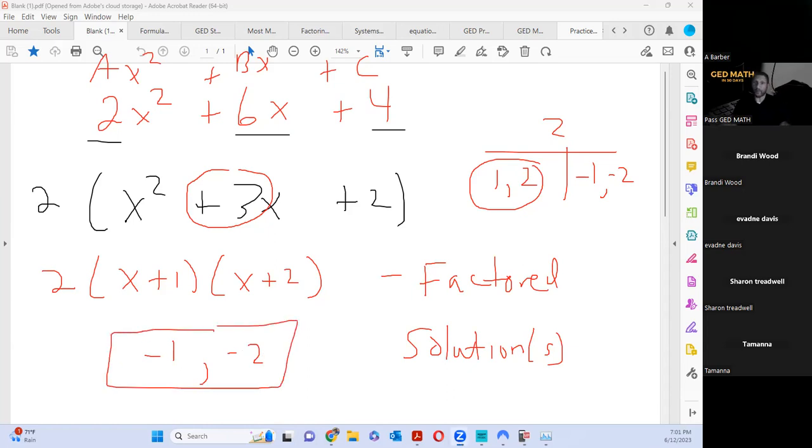Okay, let me ask you this. I get the factored and the solution part. I just didn't get how you brought down the 2 and the x squared and all that. Okay, so that first step is called factoring, when you can pull out a number that goes into all of them. That's very important. I'm glad you said that.